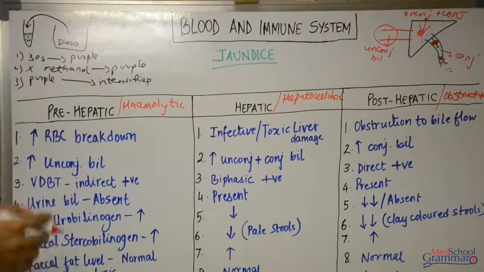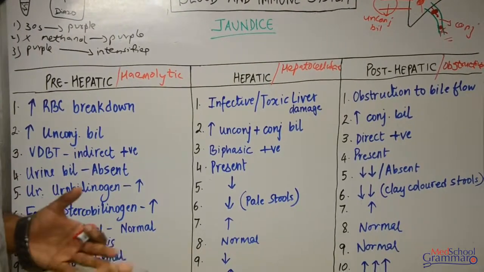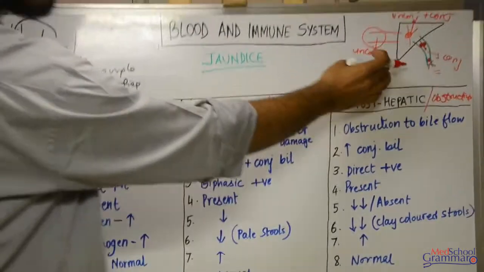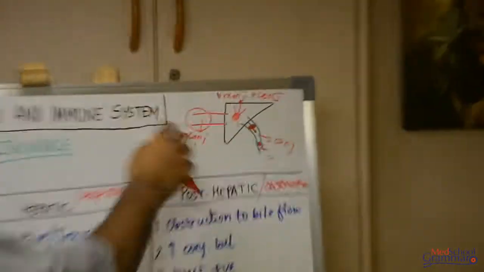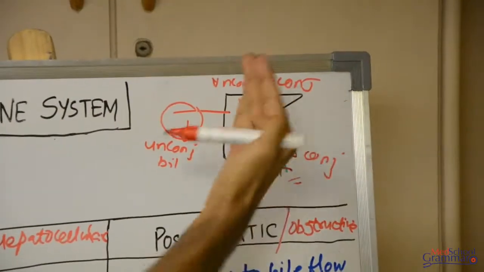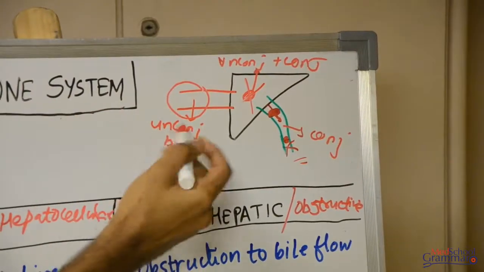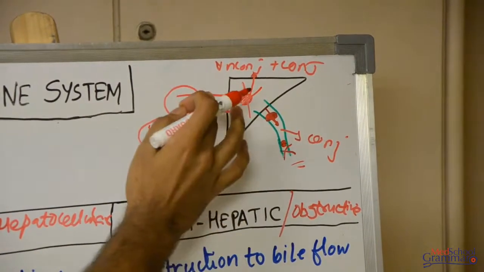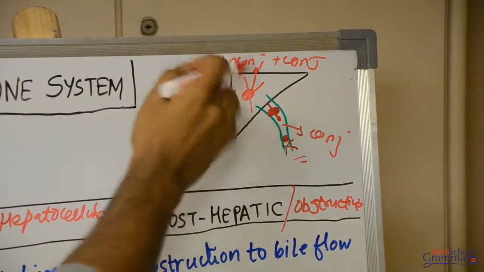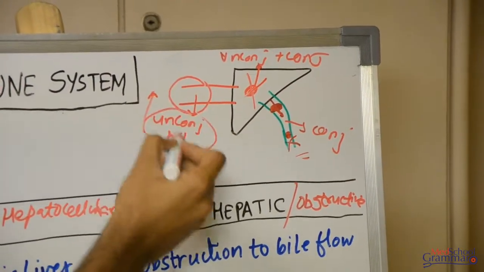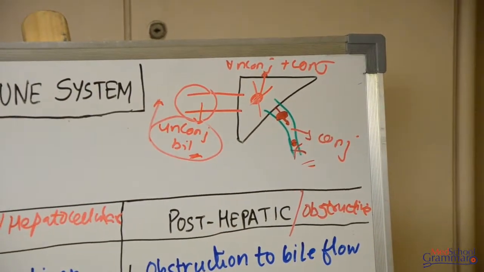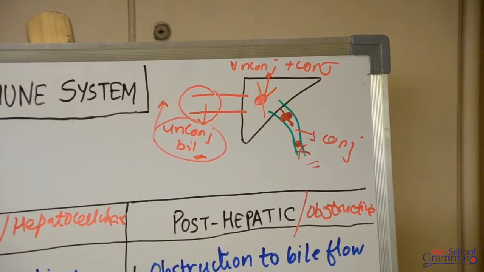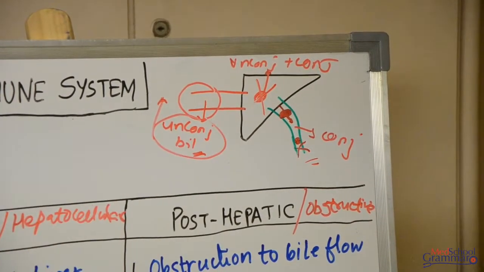Coming to the second point, that is which type of jaundice will increase. Come to this diagram again. You can guess it for yourself. If there is damage before the liver, there is only one type of bilirubin that is present before the liver. So if there is any damage here, or if there is increased hemolysis here, definitely only this type of bilirubin will increase. So in prehepatic jaundice, only unconjugated bilirubin increases.